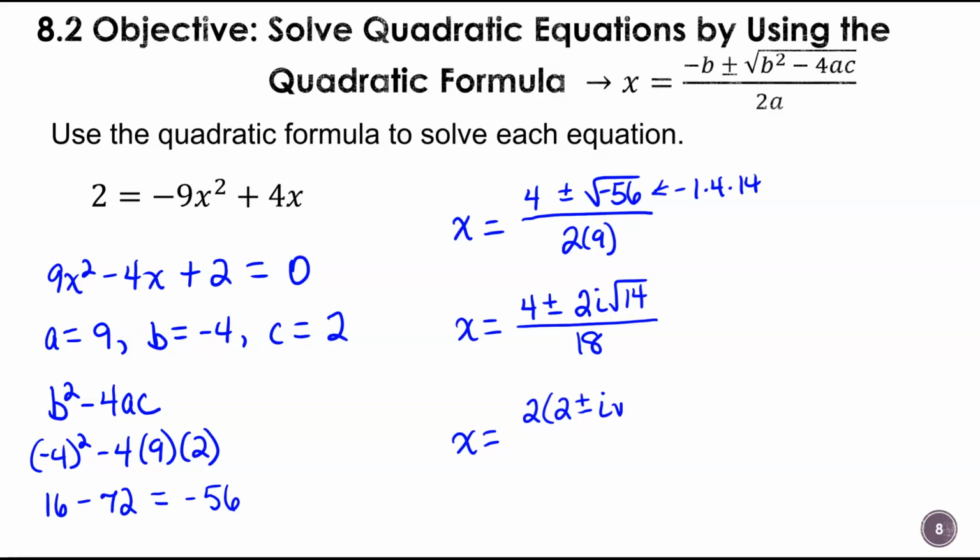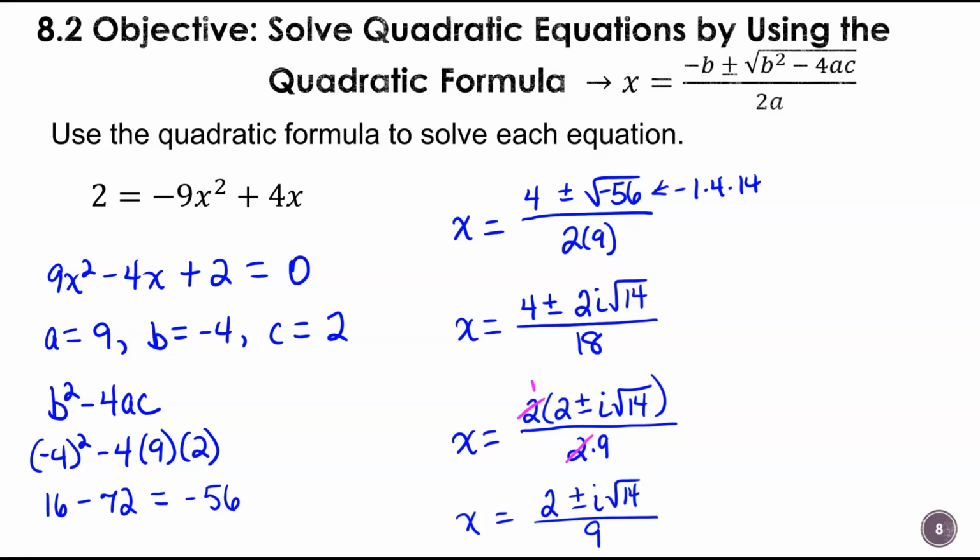And then that would leave me with this, right? I just take 4 divided by 2 and 2i divided by 2, 2i radical 14 divided by 2. This is 2 times 9. And then we can remove the 2, right, because that's in common. And our solution then is 2 plus or minus i radical 14 over 9.